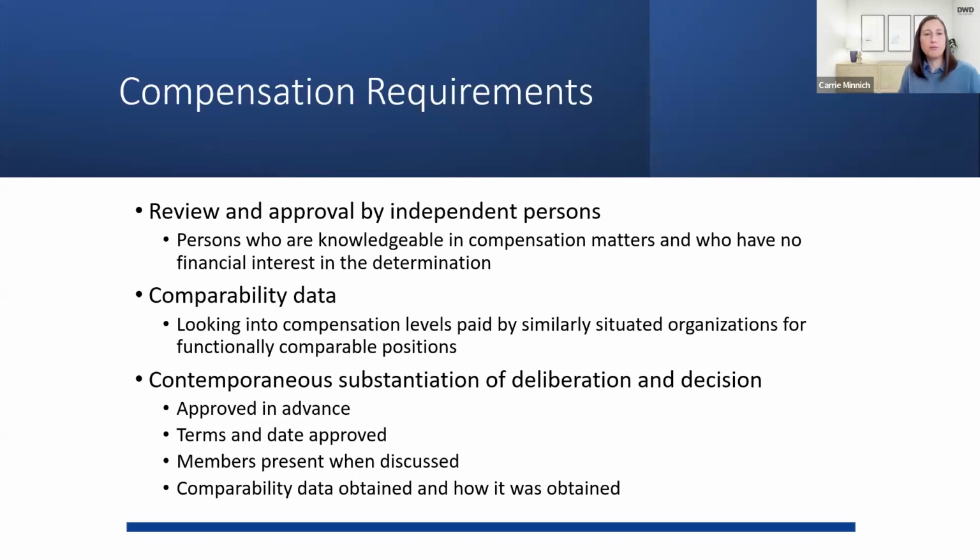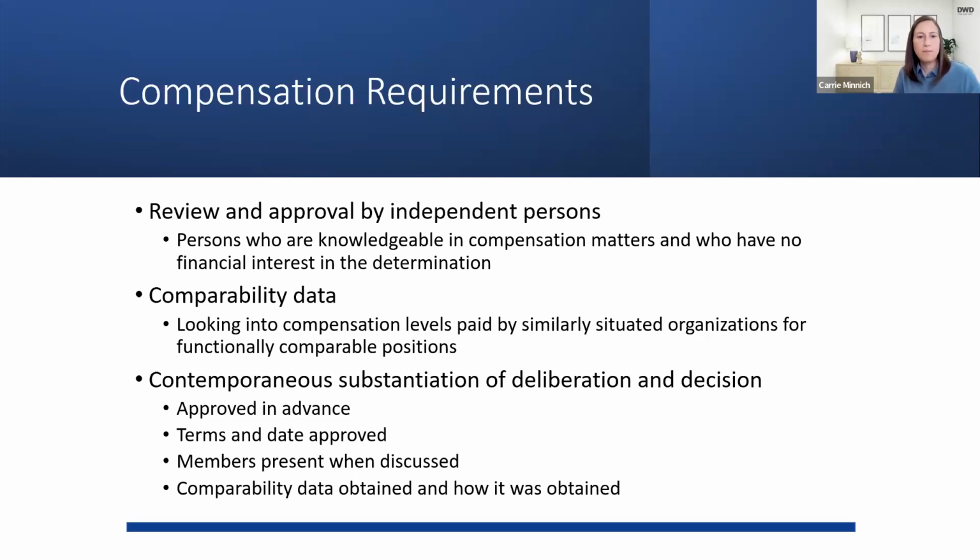So basically what you need to do for the salary and benefits that you're paying to your executive directors, you really should each year have a discussion with your board or executive committee, whoever's in charge of that. Document the discussion, look at comparability data and document that, so that it is approved for the year. That way you meet the IRS requirements.